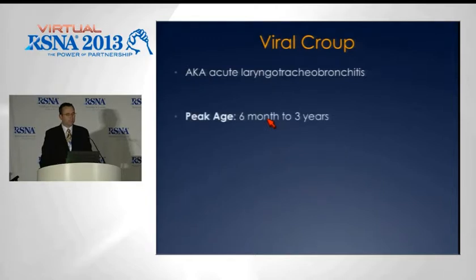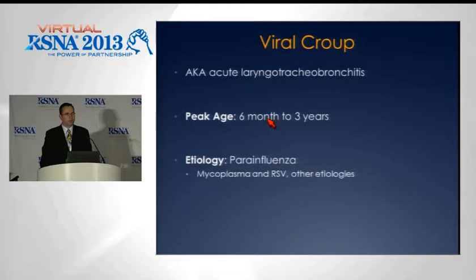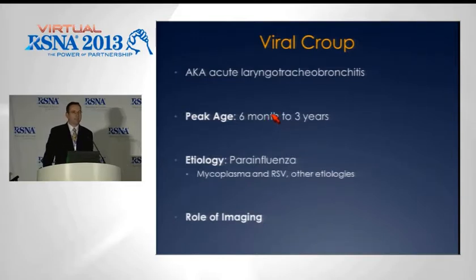The peak age is 6 months to 3 years. The etiology is most often parainfluenza, but other viruses and atypical bacteria can cause it. And then the role of imaging. Why did they get these radiographs? Is it because they needed to see the steeple sign? Not necessarily. It's actually because they wanted to make sure that on that list of the differential, there wasn't another cause where they needed to change their care.